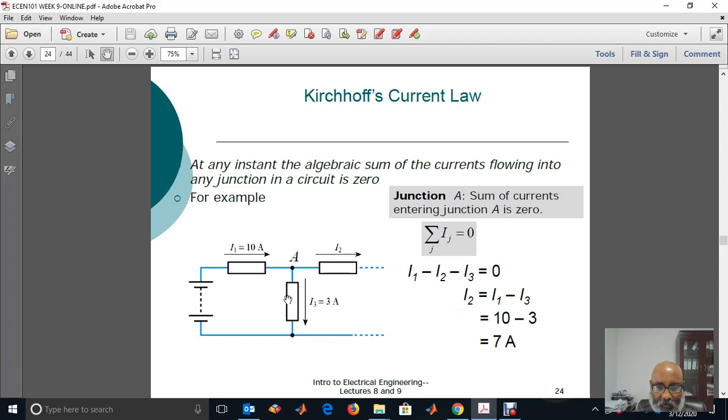Now I1 is known, I3 is known, therefore I2 is equal to I1 minus I3, which is 10 minus 3, 7 ampere. This is a very important law, Kirchhoff's current law.